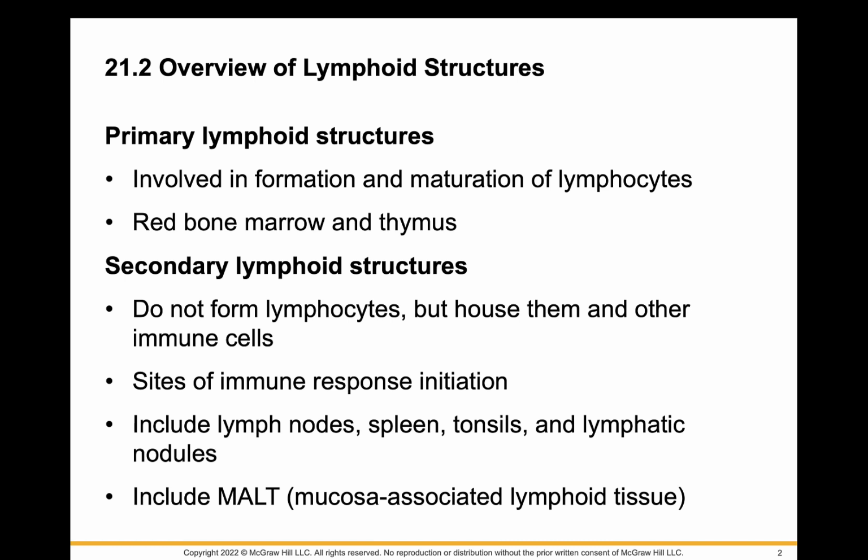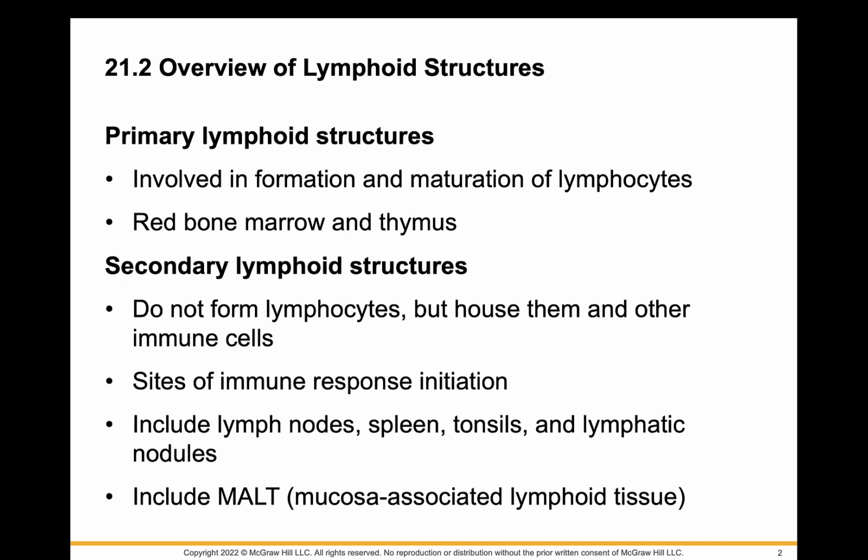When we talk about lymphoid structures, they're going to be divided into two subcategories. They're going to be described as either primary lymphoid structures or secondary lymphoid structures. Primary lymphoid structures are those structures that are involved in the formation and maturation of lymphocytes, and examples of these are going to be the red bone marrow and thymus.